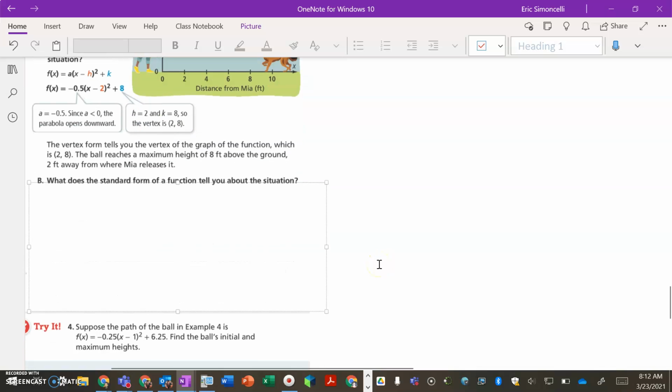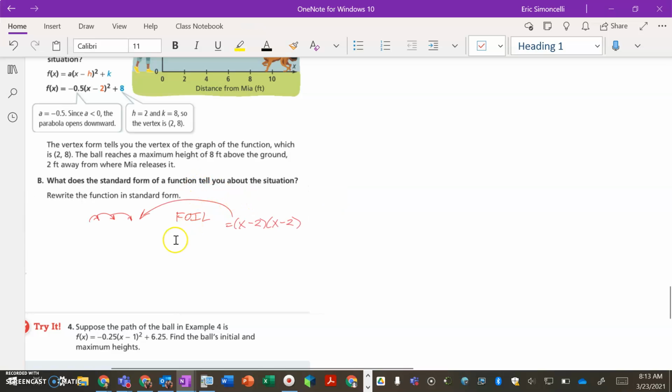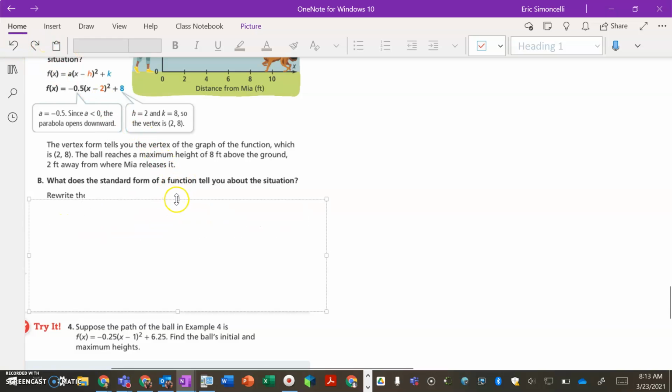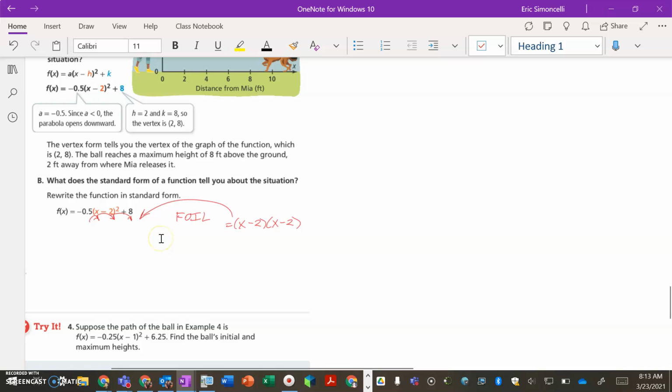Part B, what does the standard form of a function tell you about the situation? What I'm going to do now is rewrite. I did some uncovering here already, and I'm going to show some foiling in a moment. As a matter of fact, why don't I undo that for the moment, just to give you some precursory perspective as to why I'm doing that. So we're going to rewrite this, and let's delete that. So anyways, here's my function.